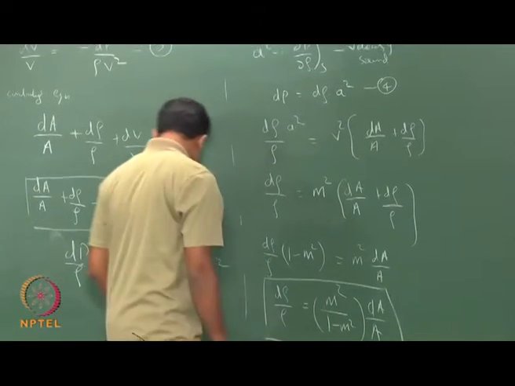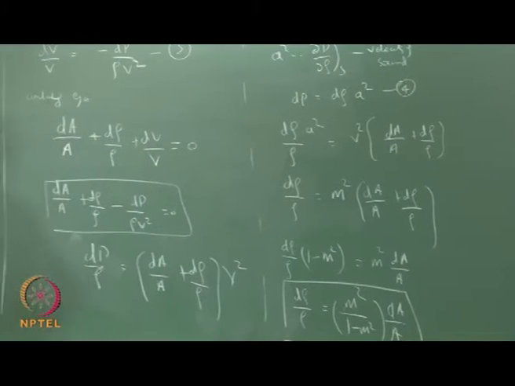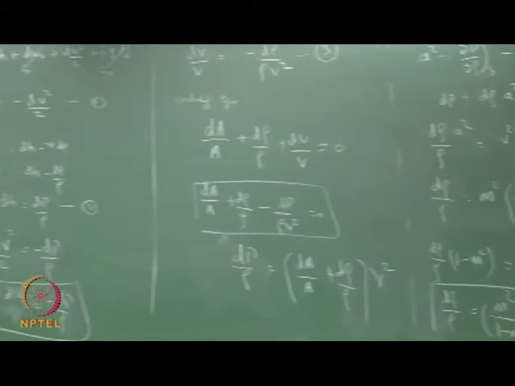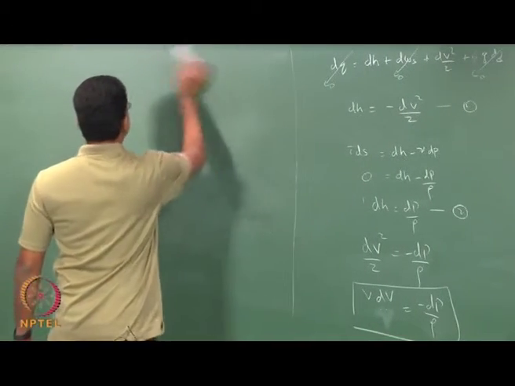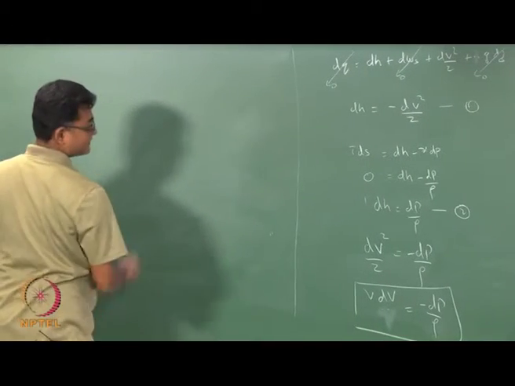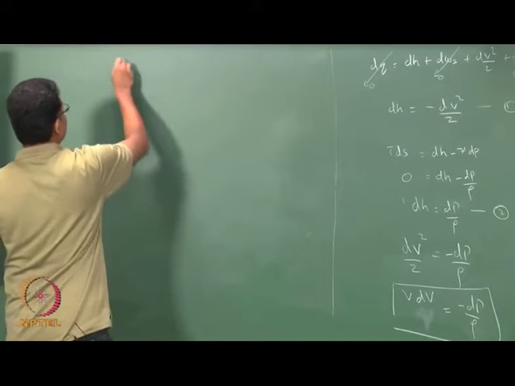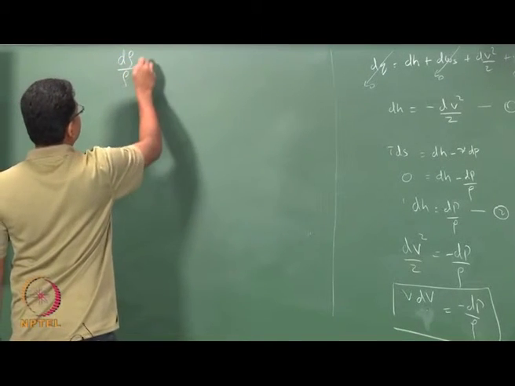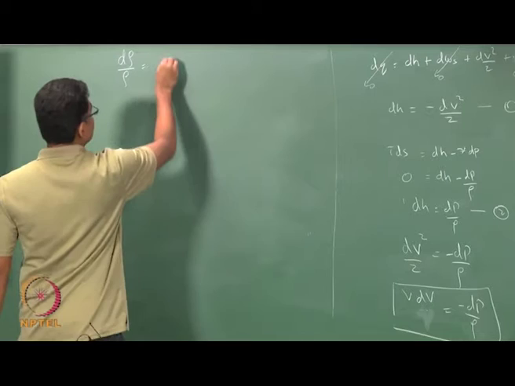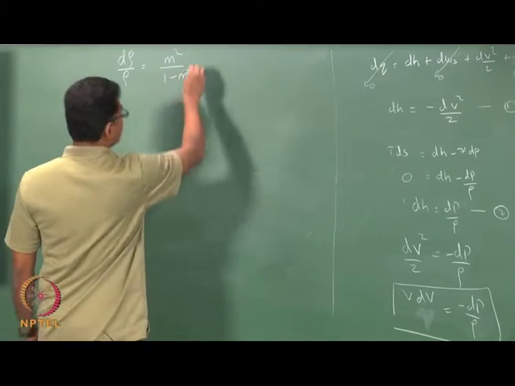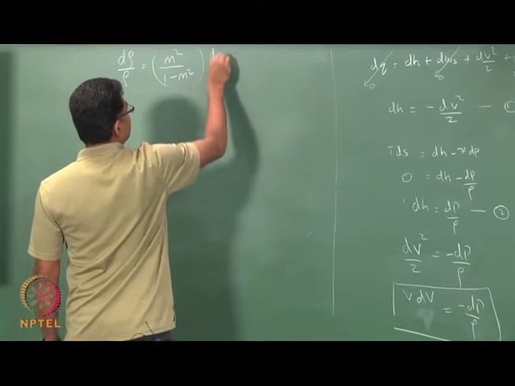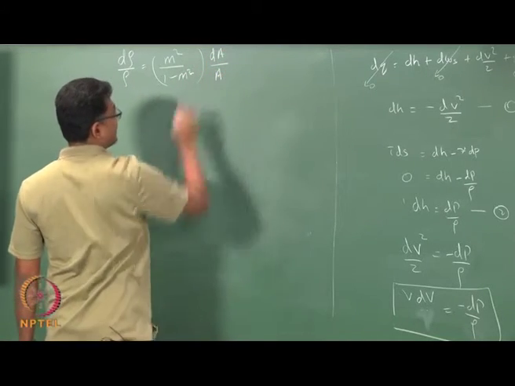So, I will rewrite this equation here and we will collect all those equations and try to discuss some physics with these equations at the end of the lecture. So, we have the first equation, d rho by rho equals M square by 1 minus M square into dA by A.